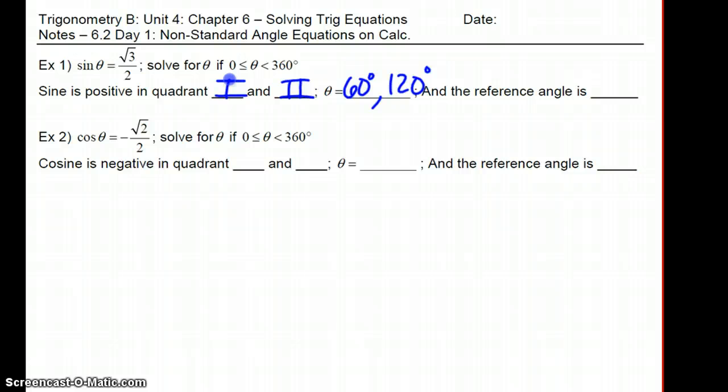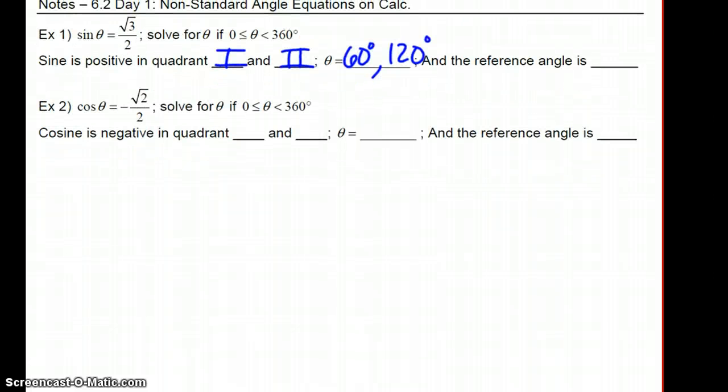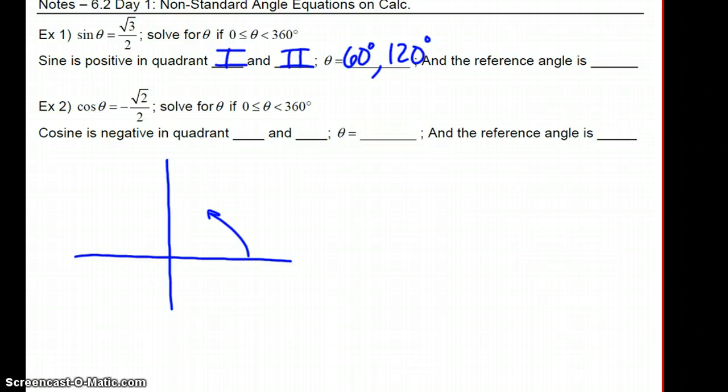Now I'm going to draw this down here. I don't believe you have room on your note sheet, but just kind of watch. I'm going to show where 60 degrees and 120 degrees falls. Once again, that's in quadrant 1 and quadrant 2. If I'm in quadrant 1, here's my 60 degree angle. And remember, if we fall in the first quadrant, that's your reference angle.